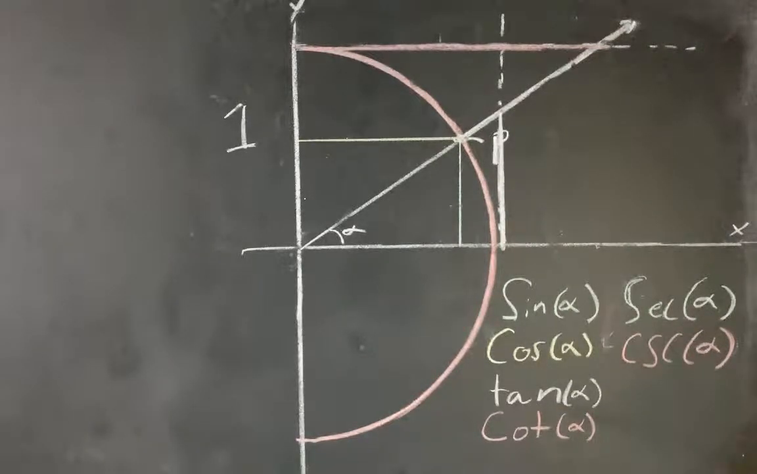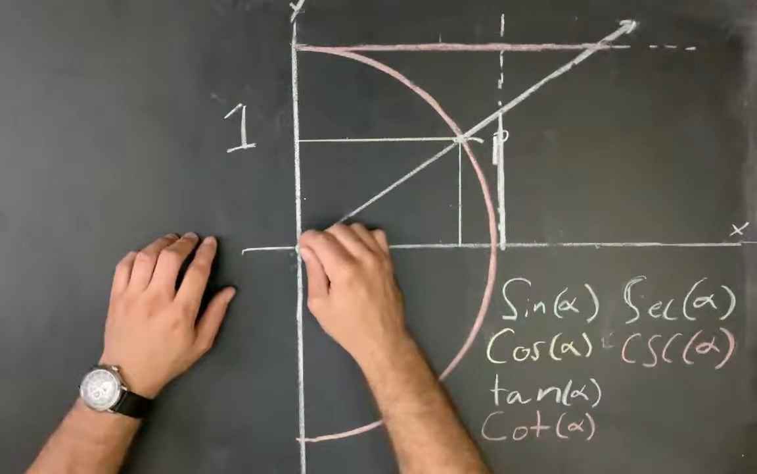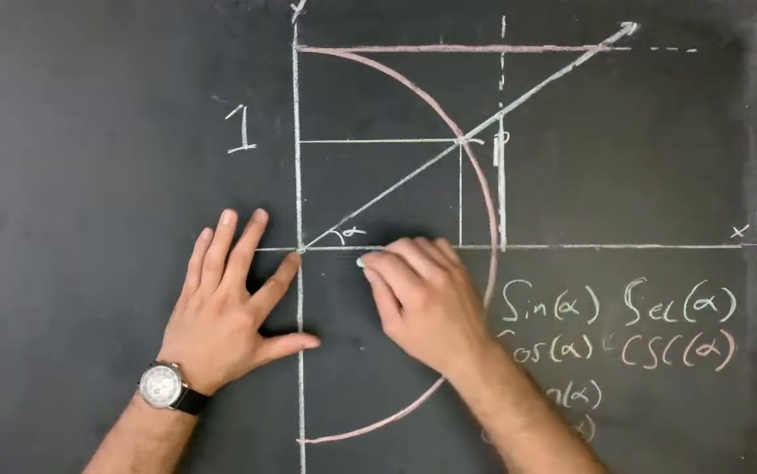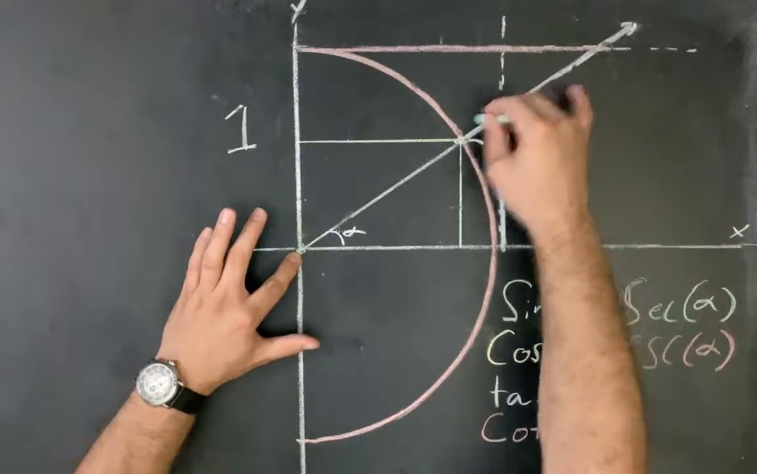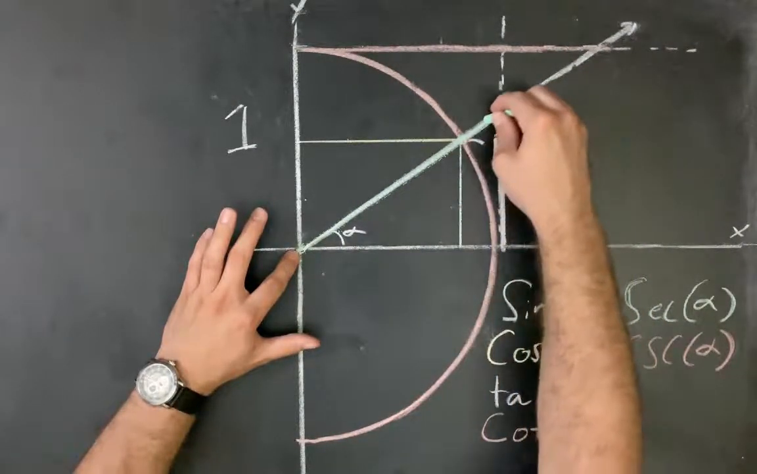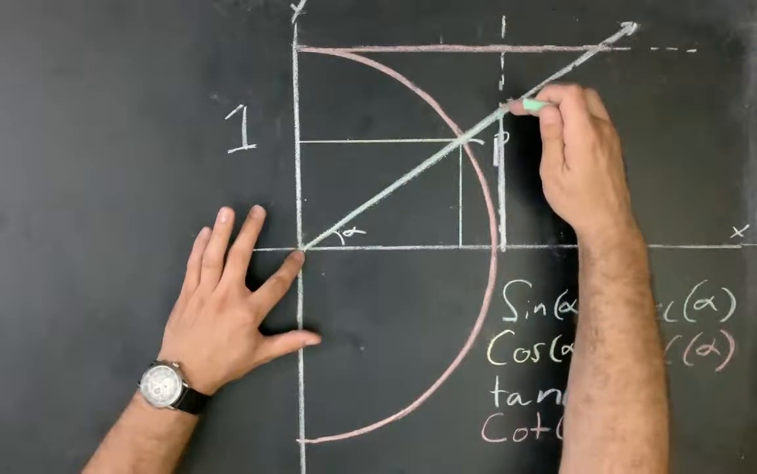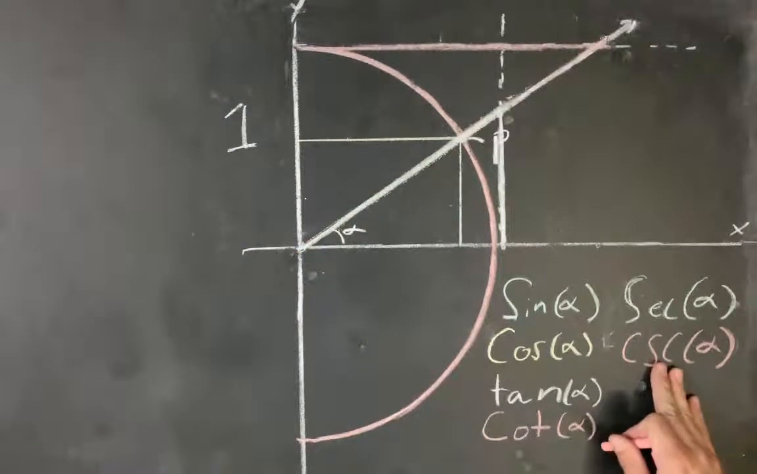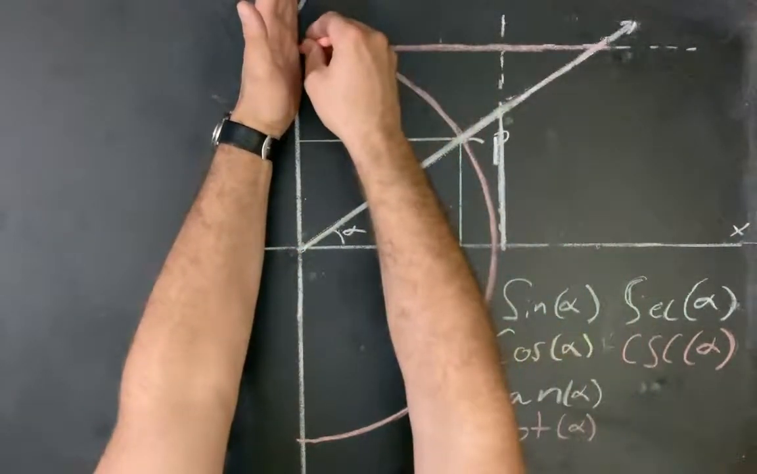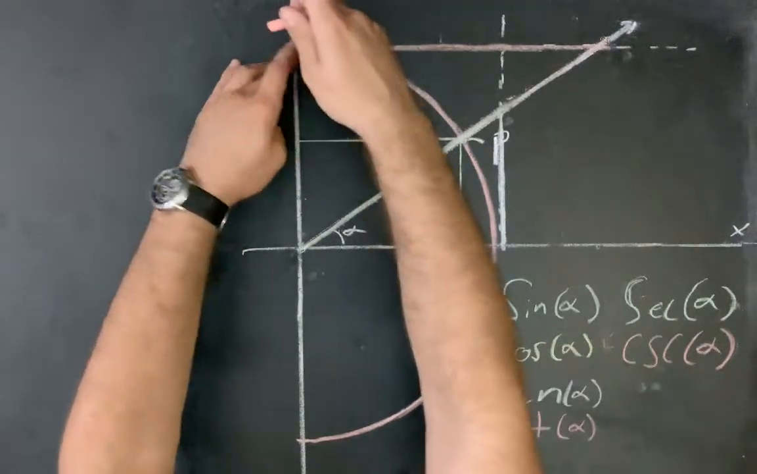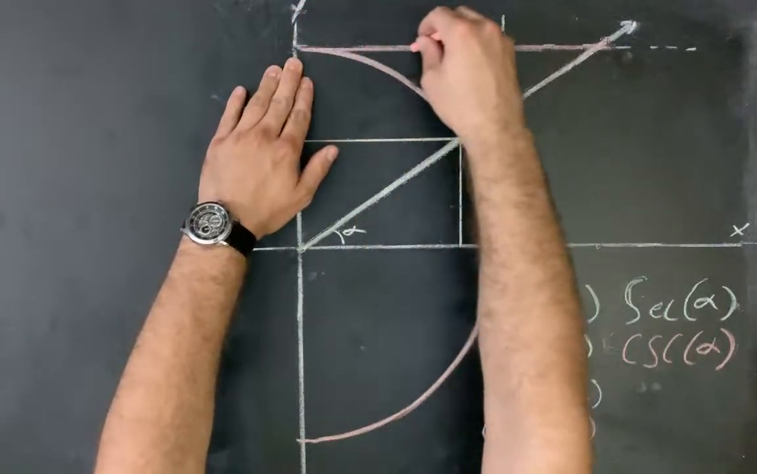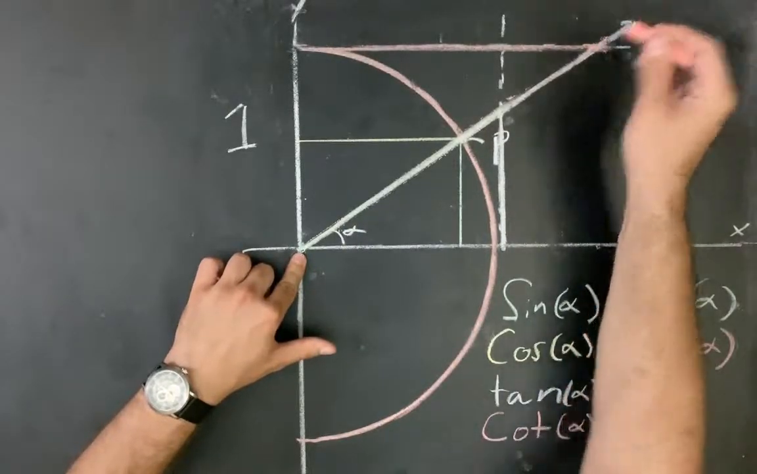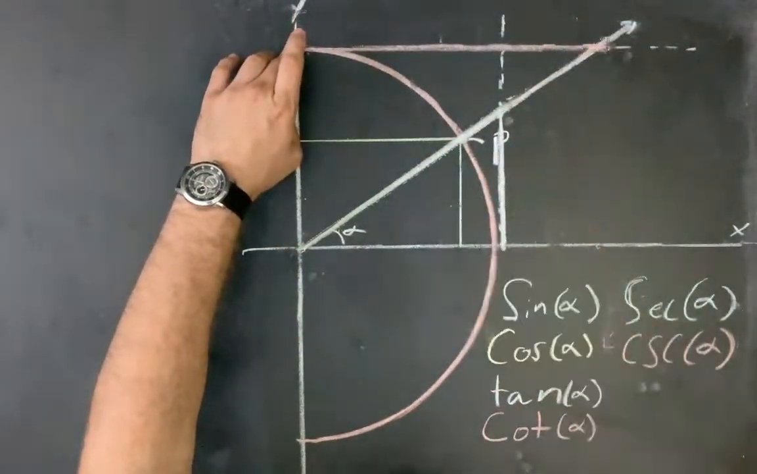First off, our secant function is going to be the distance from the origin all the way up to the point where the ray formed by angle alpha and the principal tangent meet. So the distance from here at the origin to this point is our secant function. The distance for cosecant would be from the origin, following the tangent that's orthogonal to the y-axis and tangent to the unit circle, to where the ray created by angle alpha meets it. So this distance would be our cosecant.